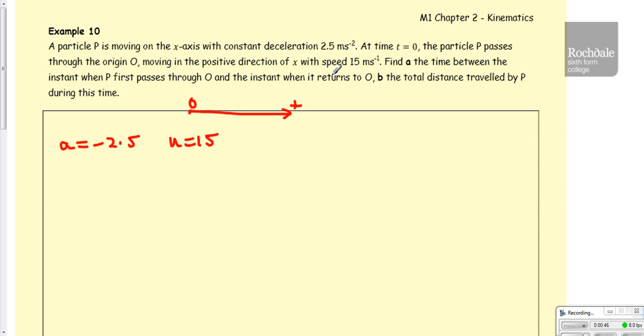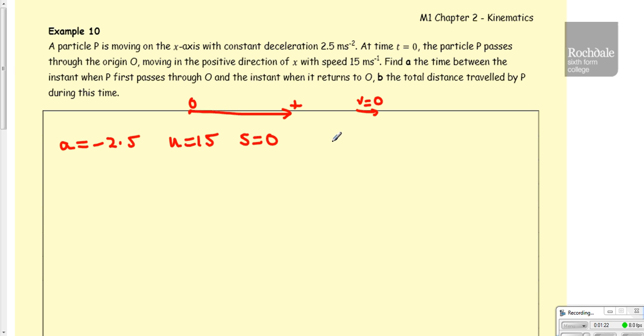Now this is very similar to example 8. It's coming along, decelerating, eventually somewhere it will come instantaneously to rest, and there will be a point where its velocity is 0. At that point, because it's still got a negative acceleration back towards the origin, it will start to move back in this direction and it will pass through the origin again. Now at that point, the displacement S from where we started from is 0. And we did that in example 8.